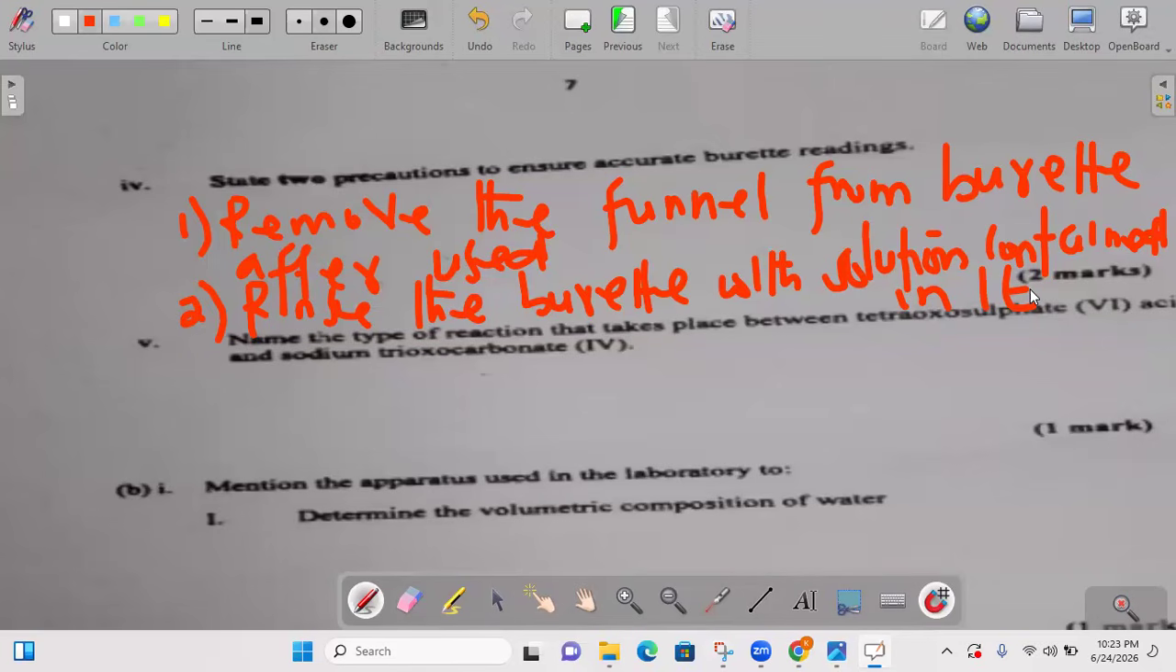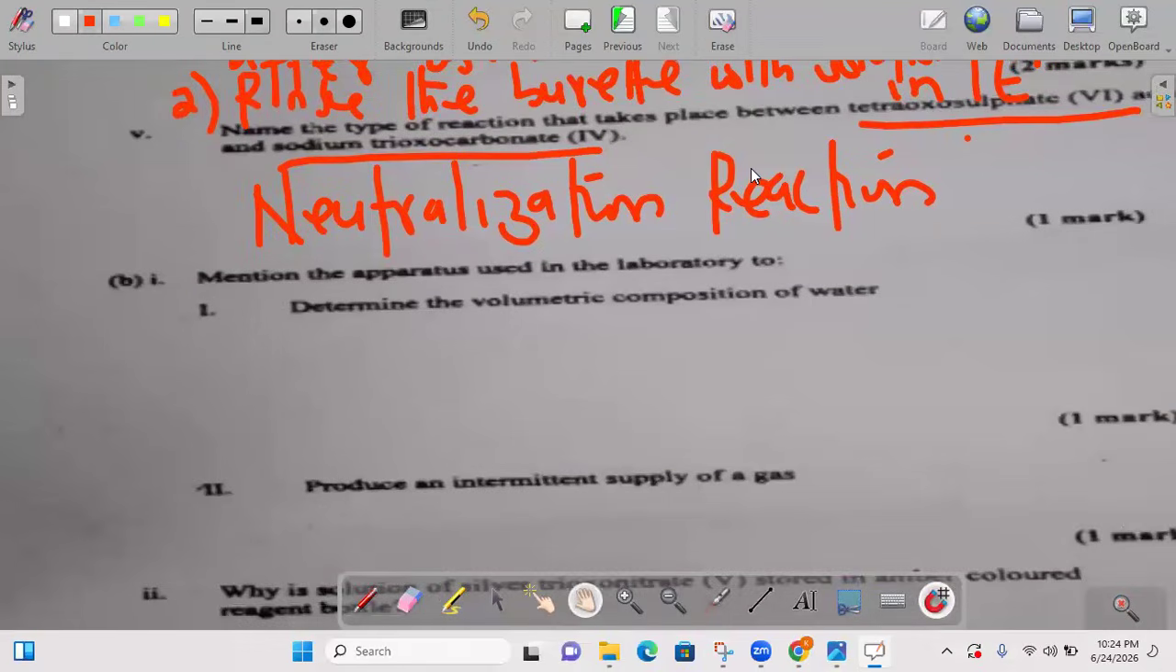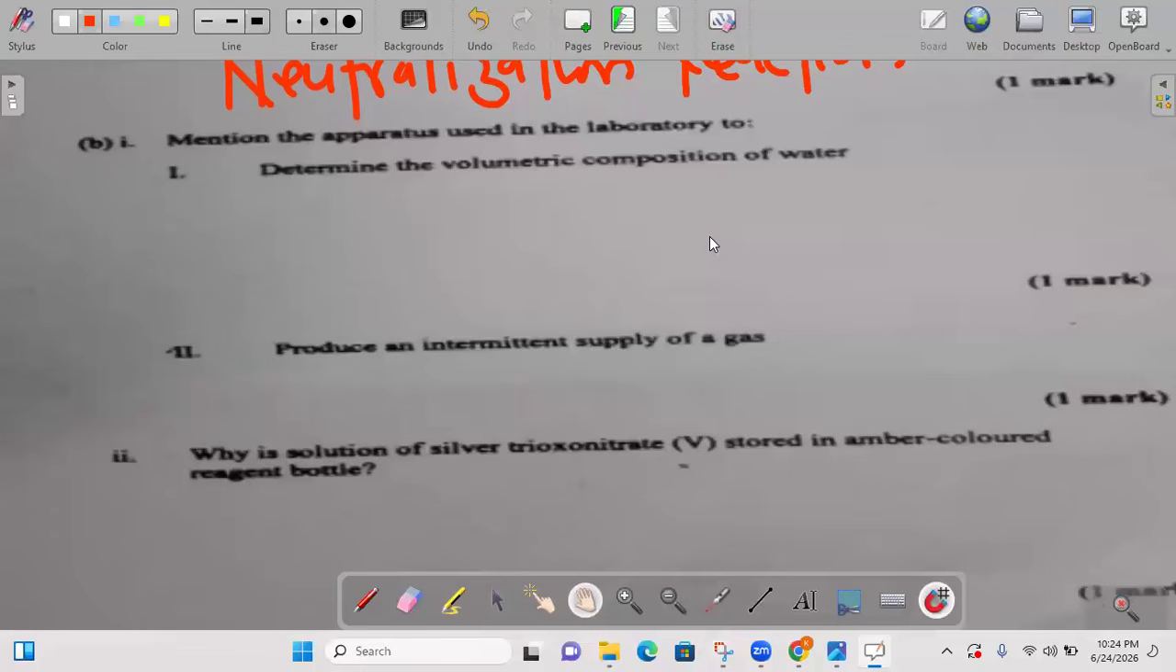Then Roman figure 5. It says name the type of reaction that takes place between stearic acid and sodium trioxocarbonate(IV). It's a neutralization reaction. What is a neutralization reaction? It's a reaction whereby an acid reacts with a base to form salt and water. This is the acid, this is a base, but it's a weak base. It doesn't stop the fact that it's a neutralization reaction. Is that clear? Yes, sir.